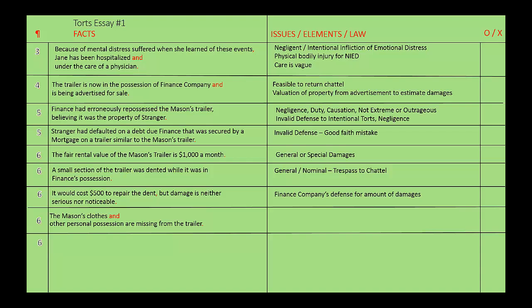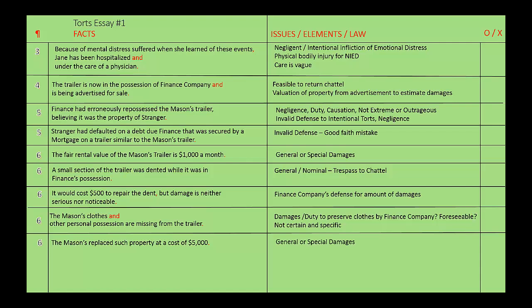But their clothes and other personal possessions are missing from the trailer. Is this something else they have a duty to preserve? Is this foreseeable? What's the value? Is it specific and certain? Maybe $5,000. That may be an exact amount, but what were the actual items that are missing? General or special damages?